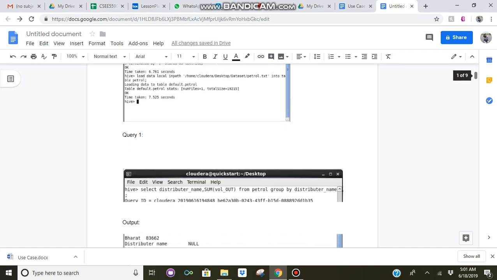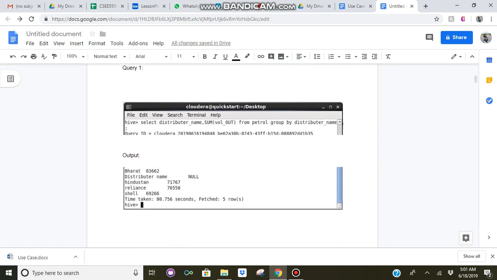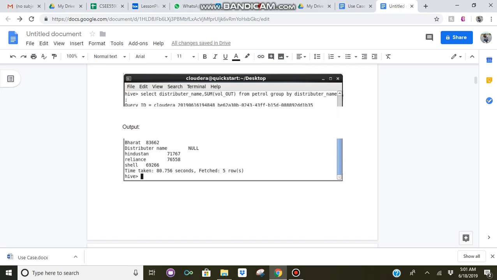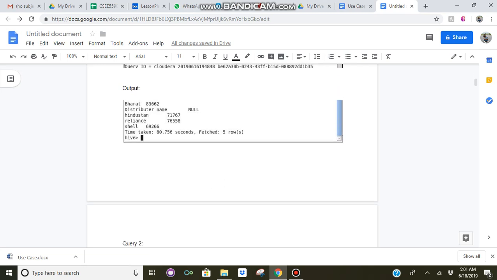And query 1 is about finding the total amount of petrol in volume sold by the distributor. So in this, first we are selecting the distributor name and the total sum of volume, and we are grouping by distributor name, and the output obtained is like this.